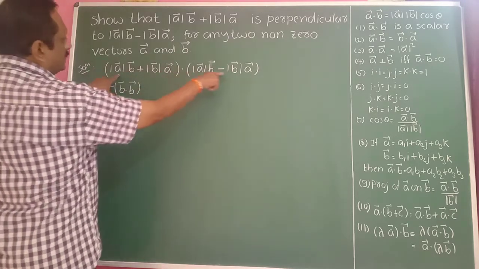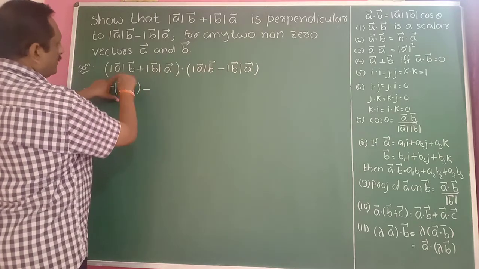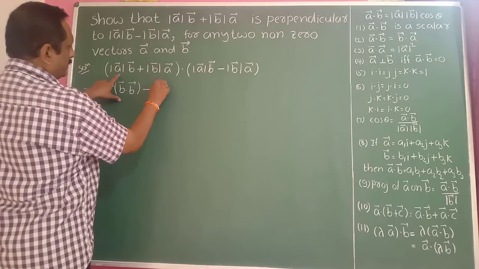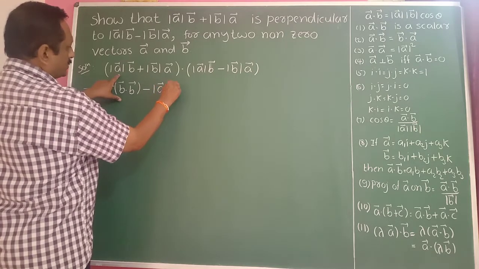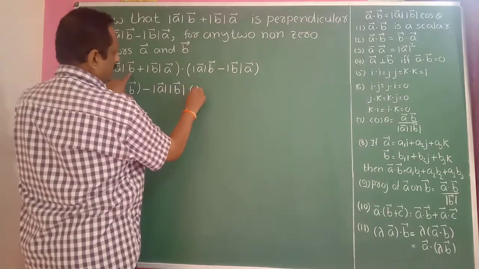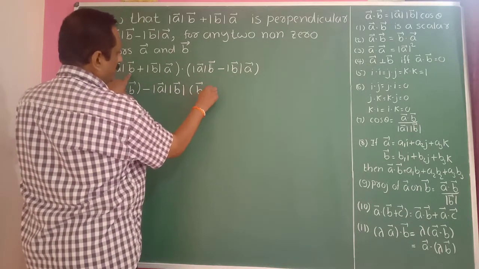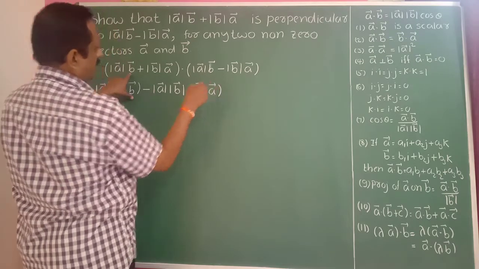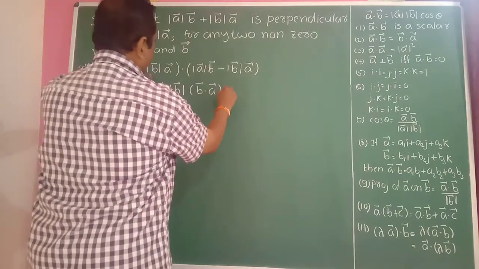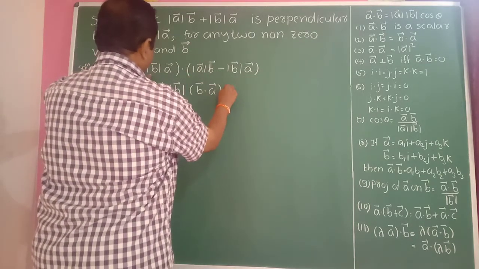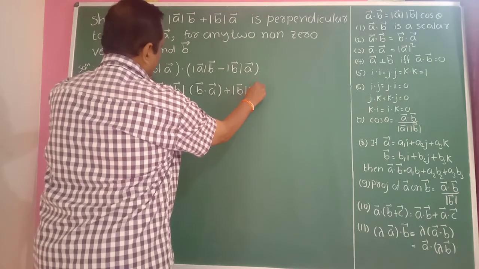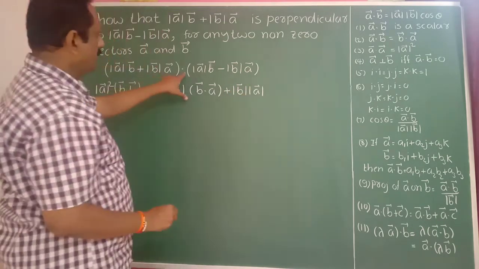Then this dot this here. So minus of modulus of a bar into modulus of b bar, modulus of a bar into the modulus of the vector b bar dot a bar. So write in the bracket here b bar dot a bar. Then this dot this one. So modulus of b bar into modulus of a bar here. So plus modulus of b bar into modulus of a bar dot b bar.